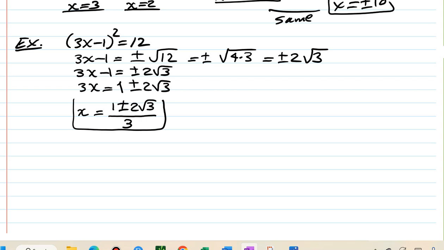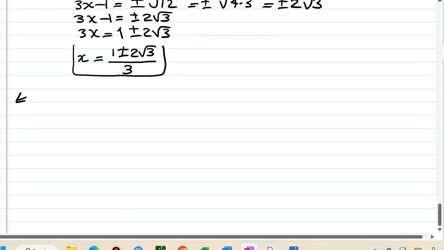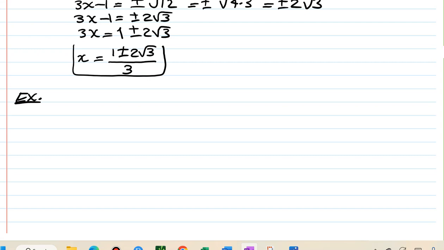Let me make another one up. Oh, we haven't done the completing the square method. Let's do a completing the square example.